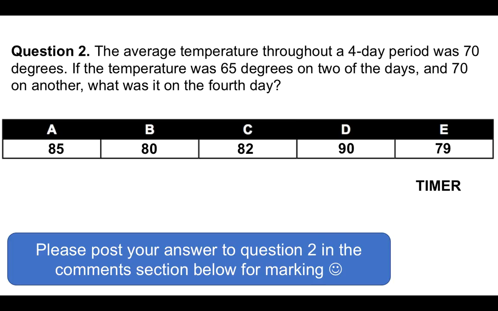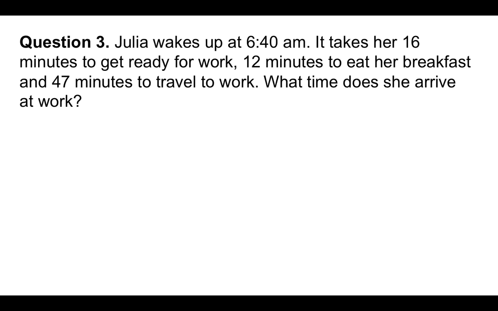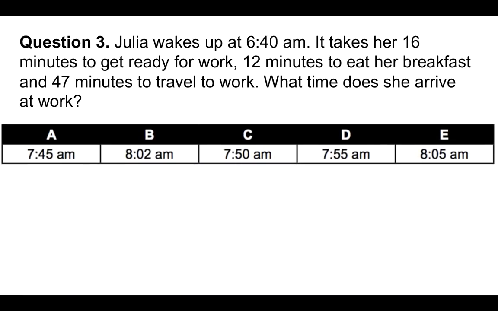Okay, well done. Hopefully you got that correct. Please do use a calculator if you want to. Question number 3, let's move on. Julia wakes up at 6:40 a.m. It takes her 16 minutes to get ready for work, 12 minutes to eat her breakfast, and 47 minutes to travel to work. What time does she arrive at work? And again, we have 5 multiple choice options. Is it A, 7:45 a.m., B, 8:02 a.m., C, 7:50 a.m., D, 7:55 a.m. or E, 8:05 a.m.? The answer there is D, which is 7:55 a.m.